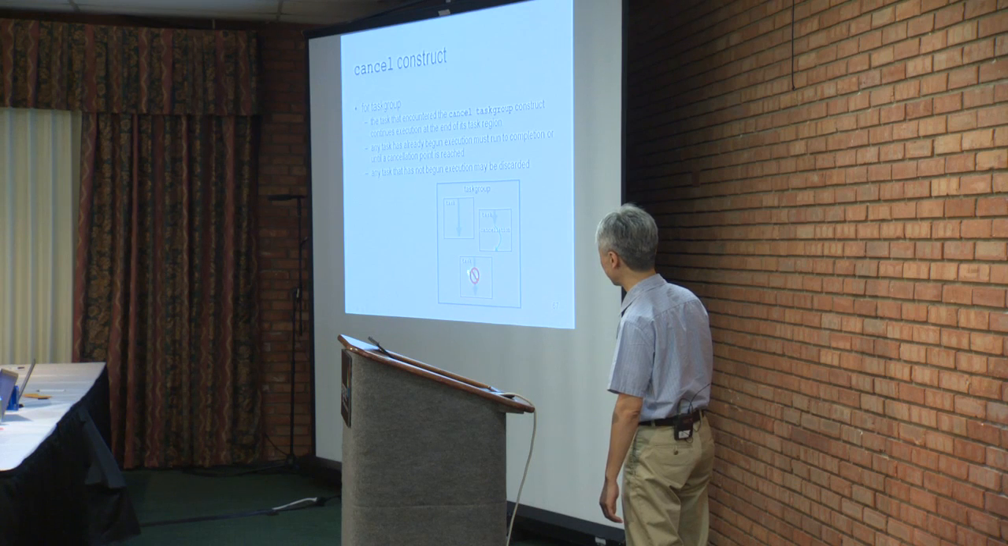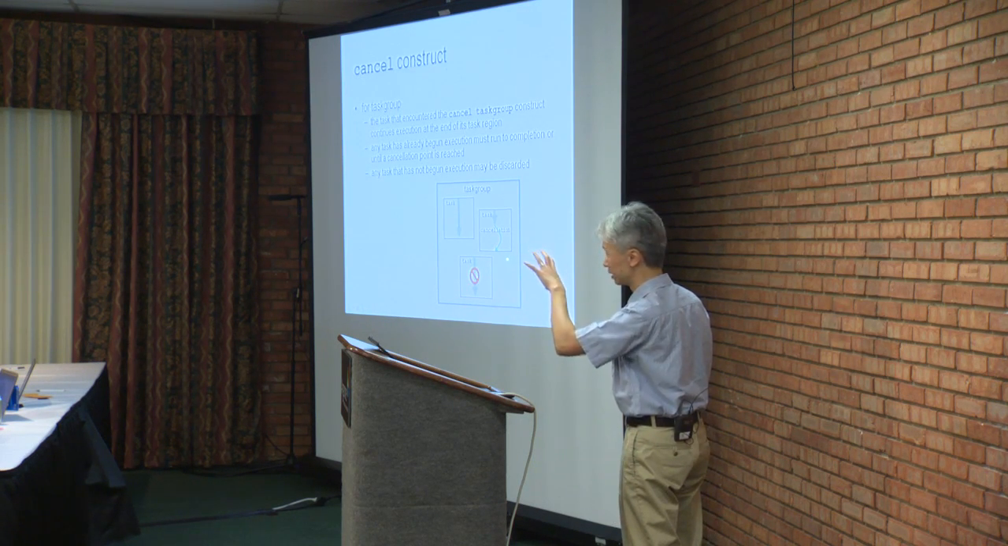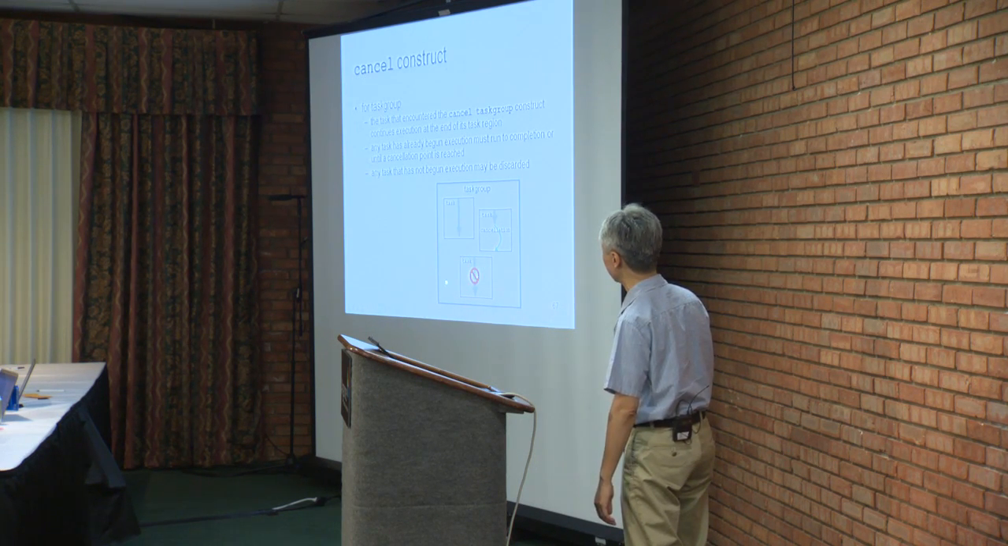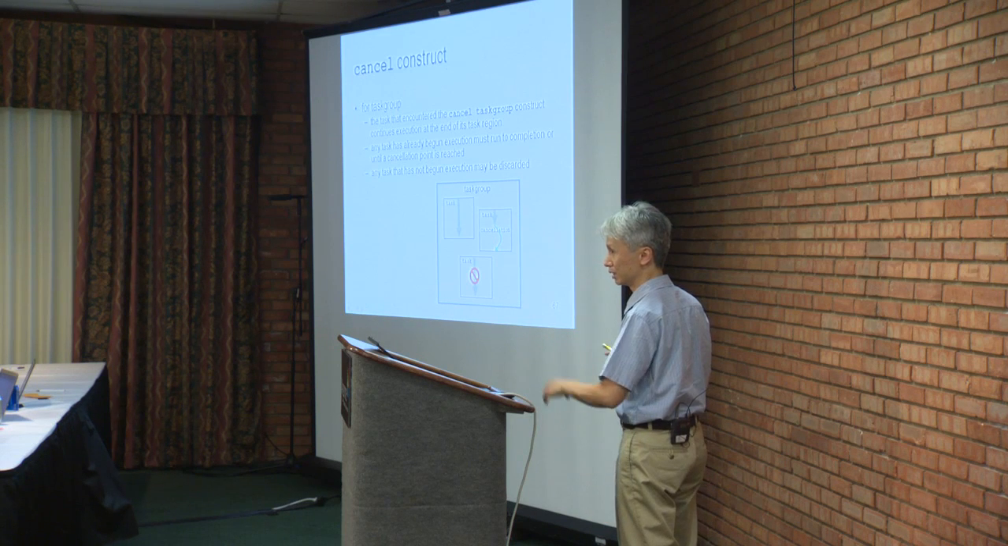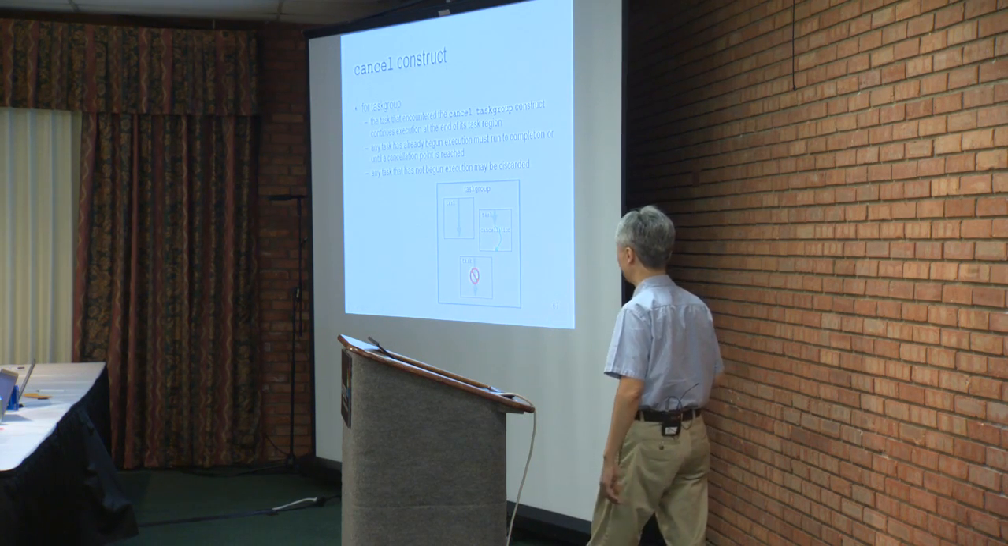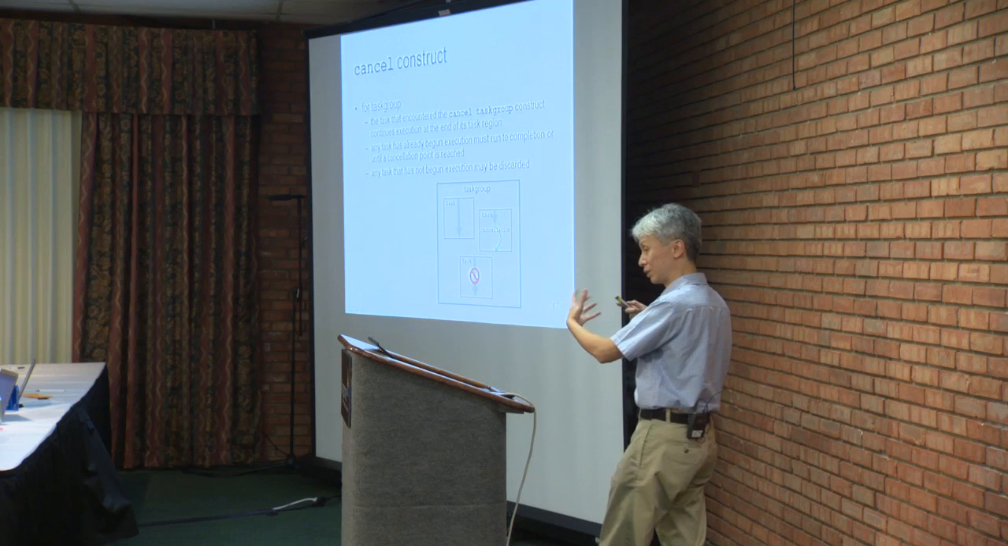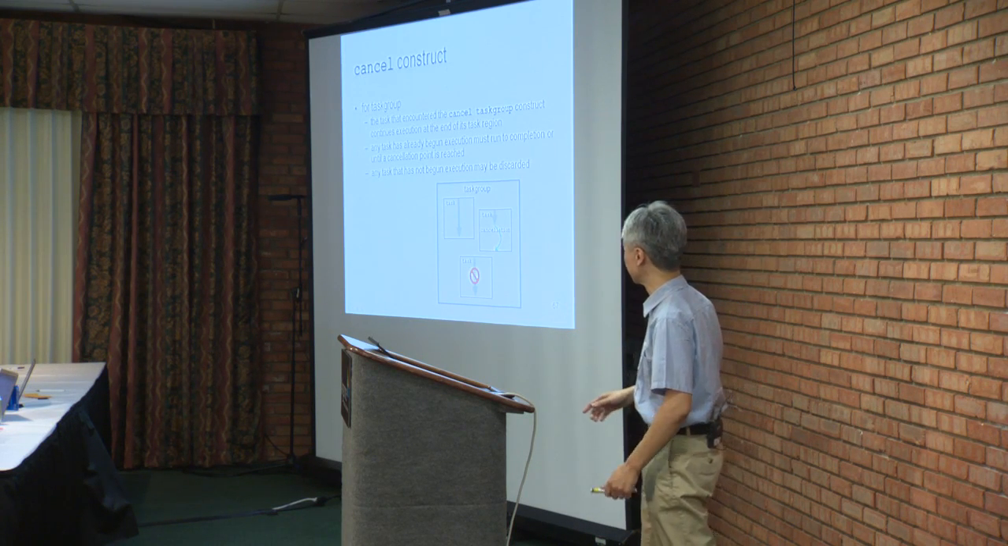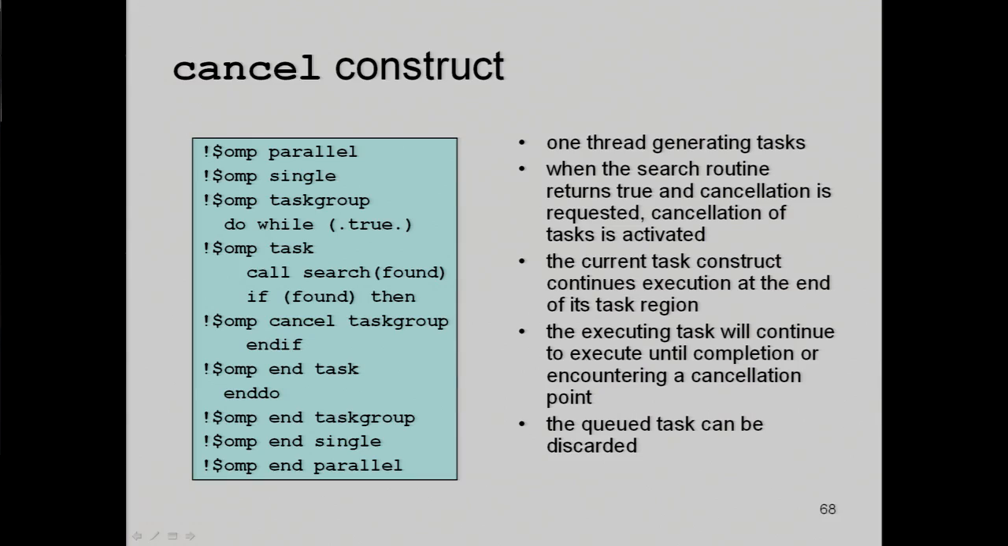And how about the task that is still in the pool? I mean, assume that it's still waiting to be executed. If the cancellation has already been requested, this task will not be executed. So this is a little bit different way of canceling a task group. I will quickly go through these two examples, and then I will go into the next topics.